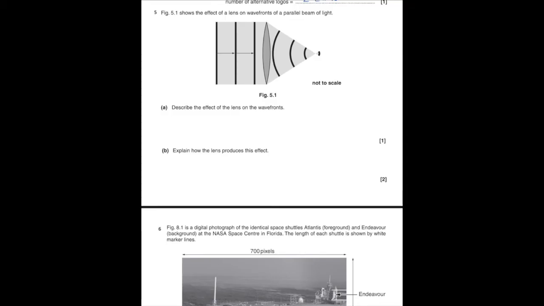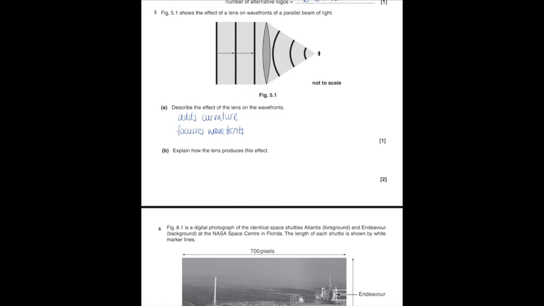Here's a nice short answer one here, looking at the effect of a lens on wavefronts. So describe the effect of the lens on the wavefronts. There are 2 ways you can think about this. What do all lenses do? Well, they add curvature. Okay, so the lens adds curvature to the wavefronts. You could also say that it actually focuses the wavefronts. That would be all right too. Okay. Not sufficient to say that it refracts them. You are looking for this idea either of curvature or of focusing the wavefronts.